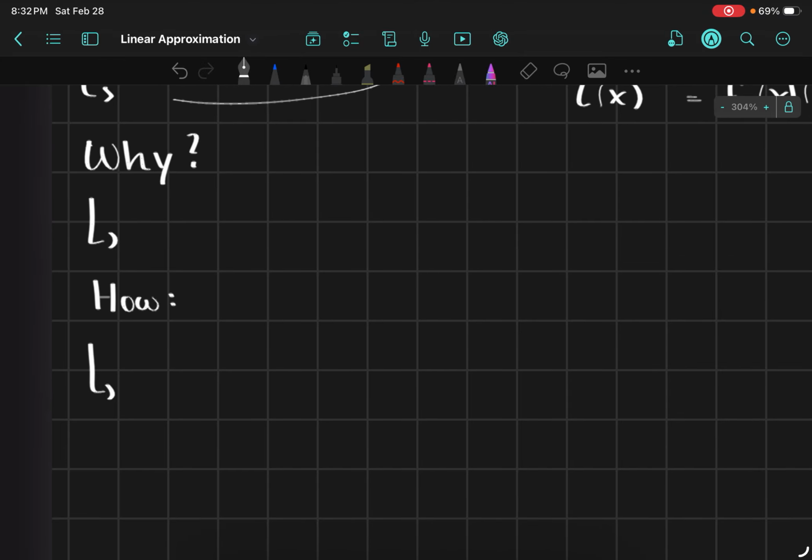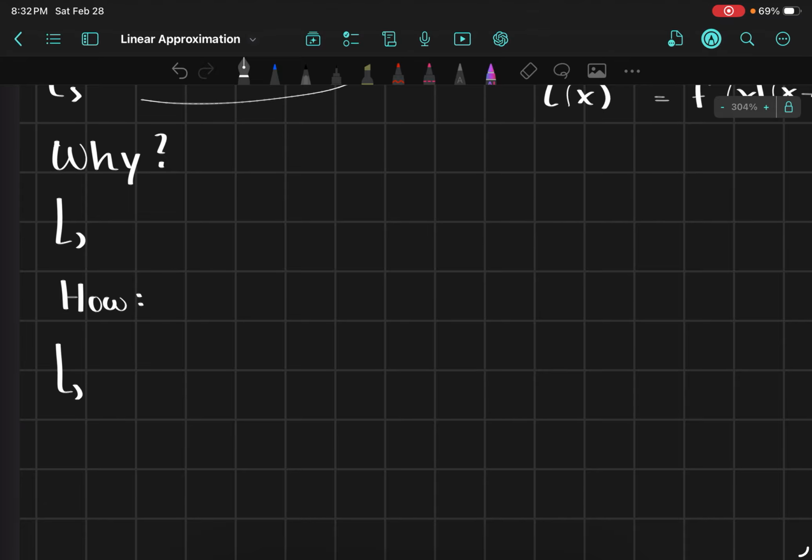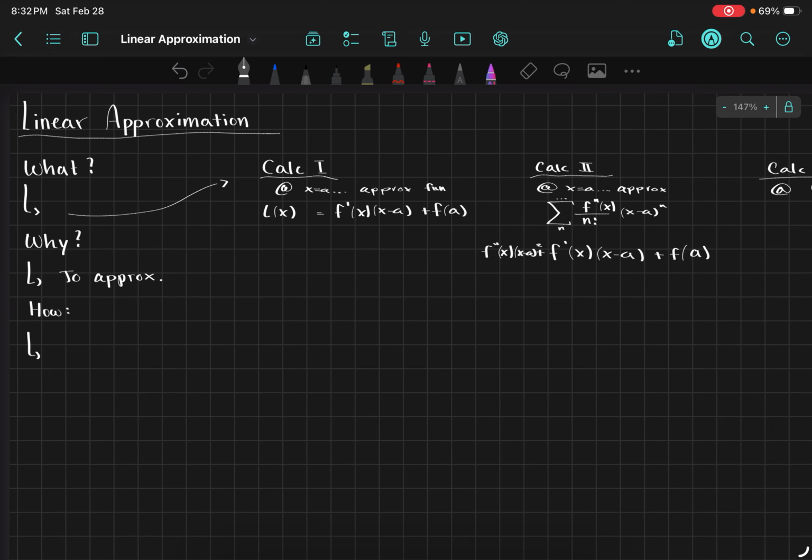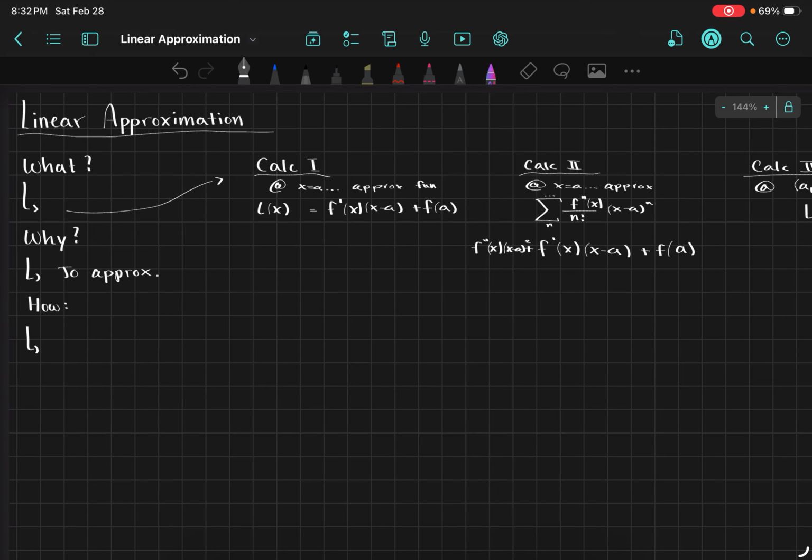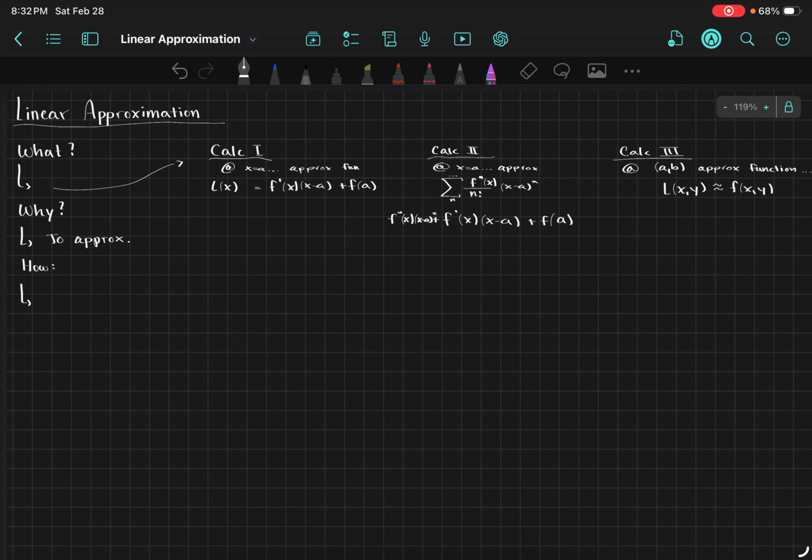So the why: although it seems redundant, why are we doing linear approximation? Well, we're doing it to approximate. Perhaps this was useless to include, but I just want to make it clear that we're approximating using linear approximation in all three of the calculuses, just in multivariable for Calc 3.